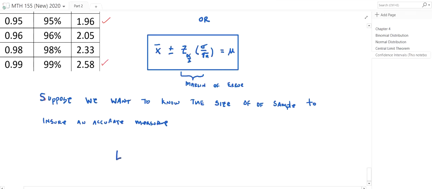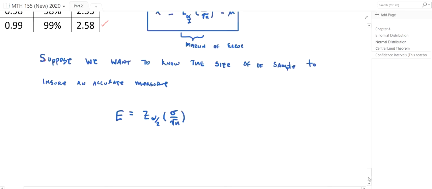So let's call that E. We'll start with our margin of error, and you can see the sample size is captured down here in the denominator, and it's also under a radical sign. We can use algebra and isolate this, or solve for this value if we're given what our margin of error is.